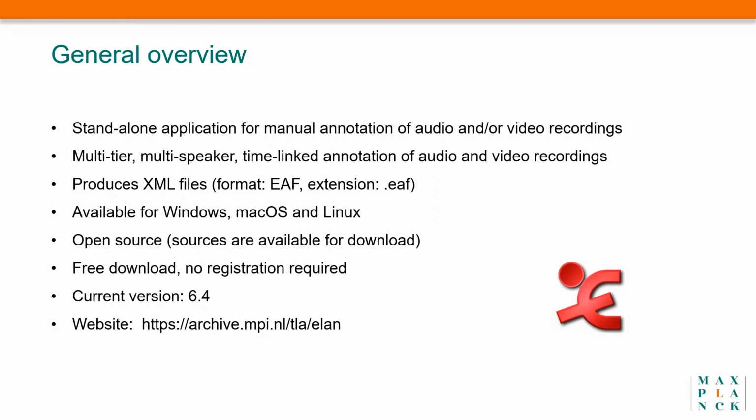ELAN stores the data produced in an XML file. The format is called EAF and the file extension .eaf. Most of ELAN is written in the Java programming language and is platform independent, but important parts are platform specific. We create distributions of ELAN for Windows, macOS and Linux. It is free software and open source. The sources are available for download.